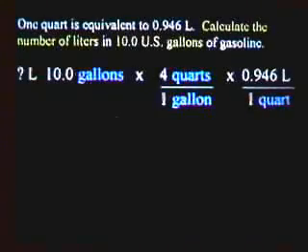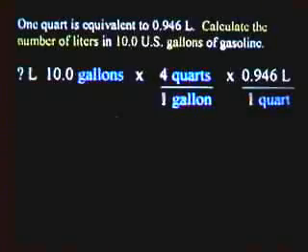The quarts are also going to cancel. Once again, 1 on the top and the bottom part of the fraction. The only unit that's left here is a unit of liters, which is what the question is actually asking for. So if we go ahead and do the math now, that is multiply the 10 times 4 divided by 1 times the 0.946 divided by 1, we'll get a numerical answer for this problem.